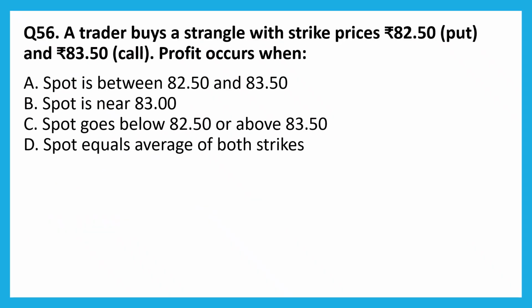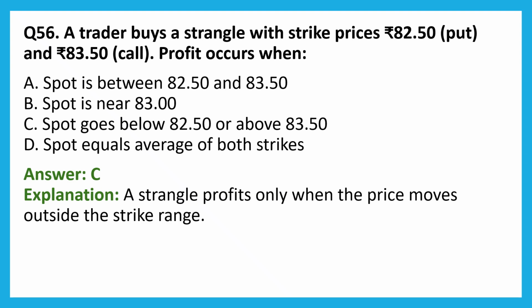Next question. A trader buys a strangle with strike prices 82.50 put and 83.50 call. Profit occurs when? Option A, spot is between 82.50 and 83.50. Option B, spot is near 83. Option C, spot goes below 82.50 or above 83.50. And option D, spot equals average of both strikes. Correct answer is option C. A strangle profits only when the price moves outside the strike range.